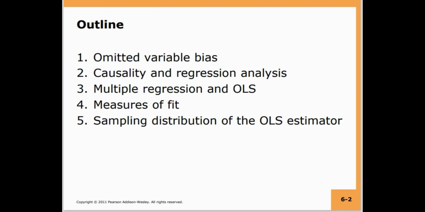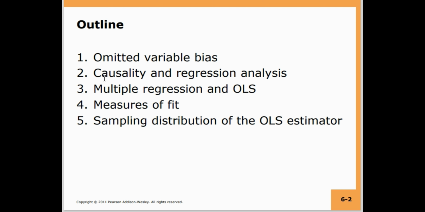So in this lecture, the outline of the lecture will be like this. First, we will talk about omitted variable bias. So when we do not include more than one variable, we may be causing an omitted variable bias in the estimated parameters. So we are going to look at that.